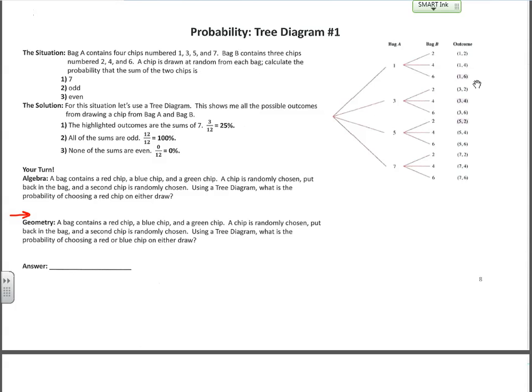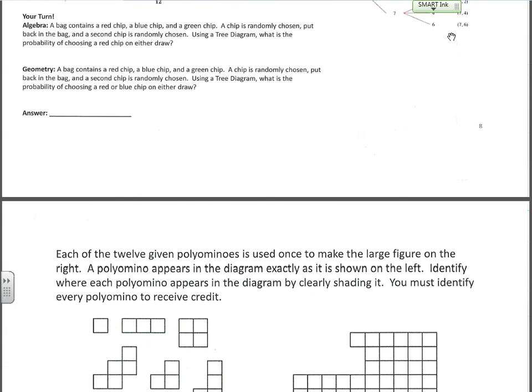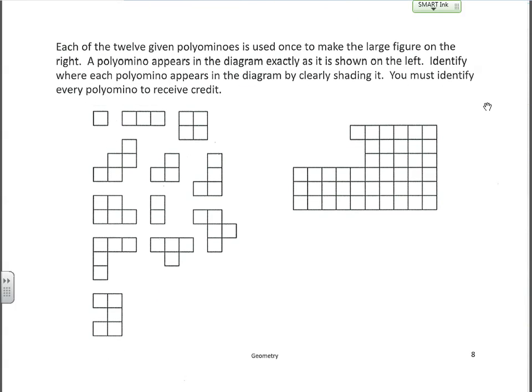And lastly, we have our Polyaminos. You've got 12 of them. Where they appear in the figure, they are not flipped or turned or rotated or anything. All of them appear exactly once, and you need to identify where they are.